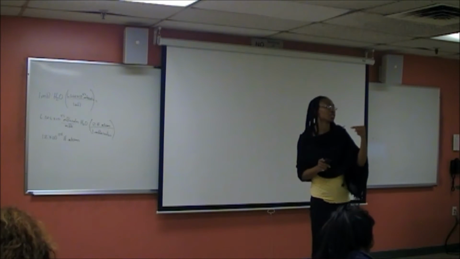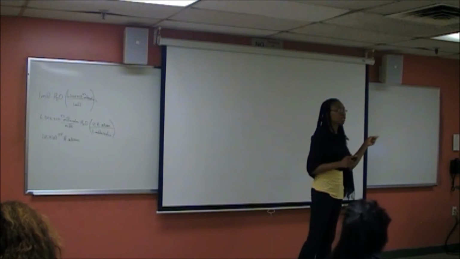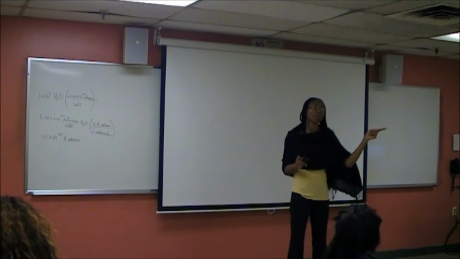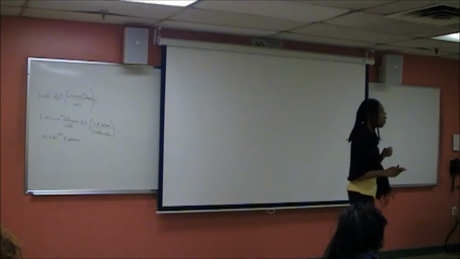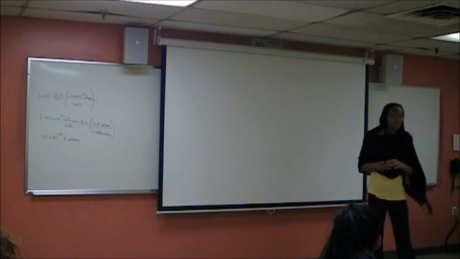What do you do with this magic number? You multiply it by all the subscripts in your empirical formula. Good. What else have we learned?